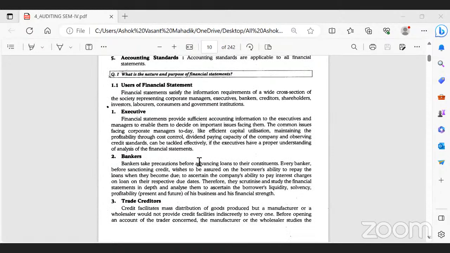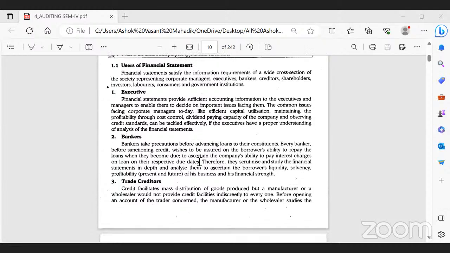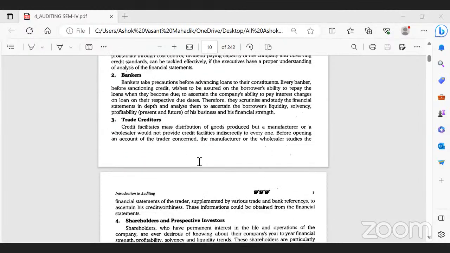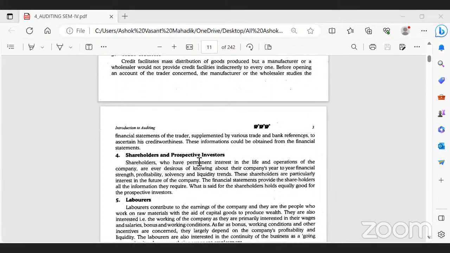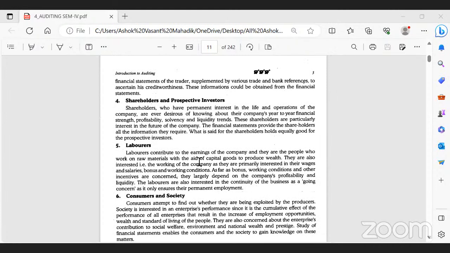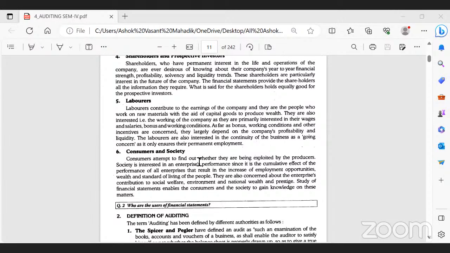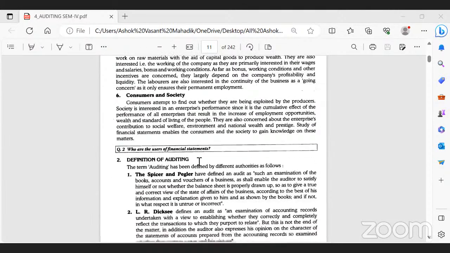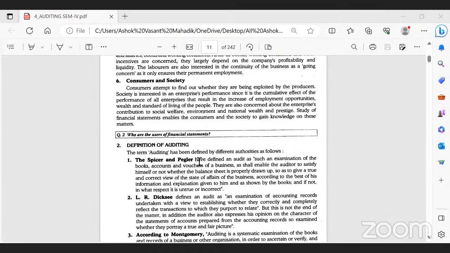Who are the users of financial statements? Let me tell you, there are many users of your financial statement. Financial statement means your final accounts plus cash flow statement. So who uses this? The company executives, bankers, trade unions, shareholders themselves, labor unions, and we, that is consumers, and the society members. These all use the financial statements for analysis.